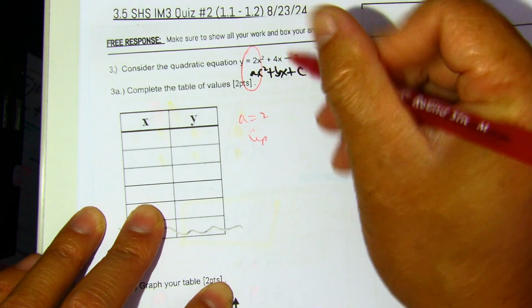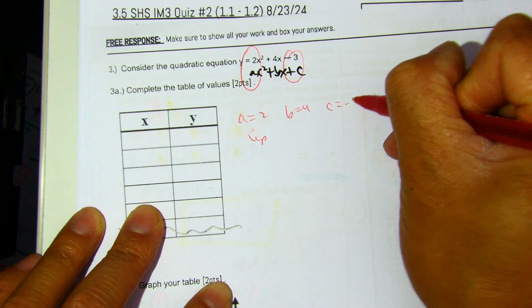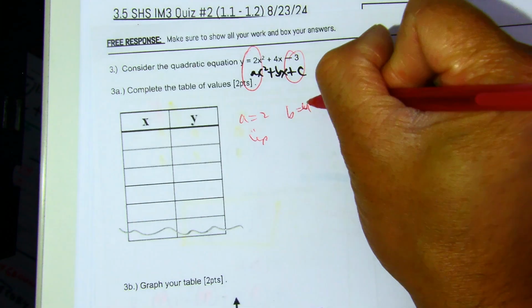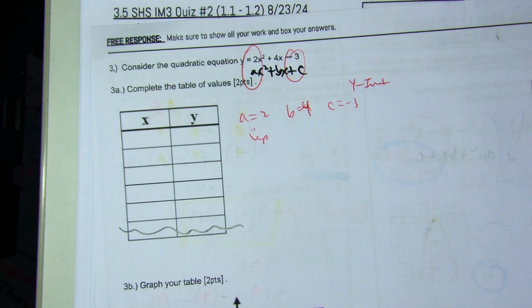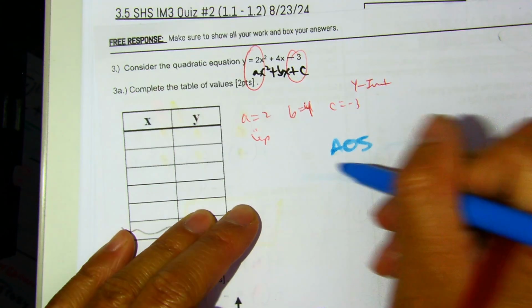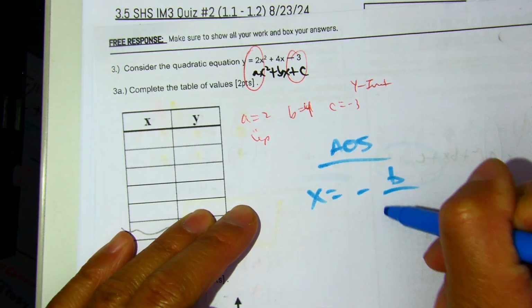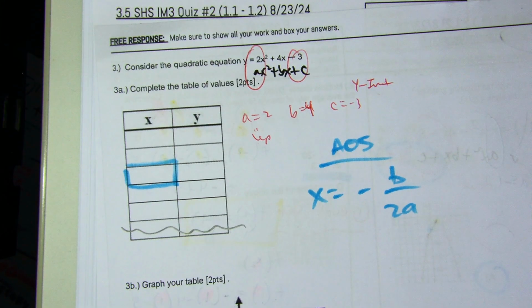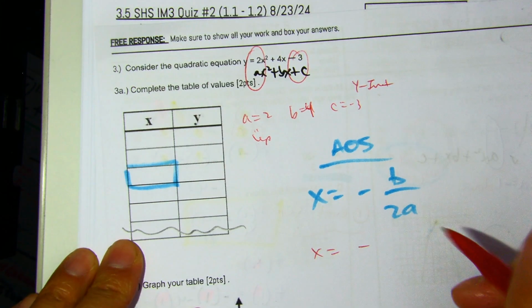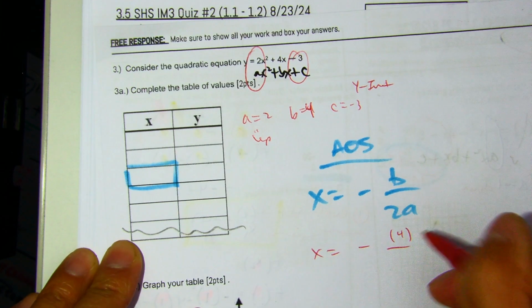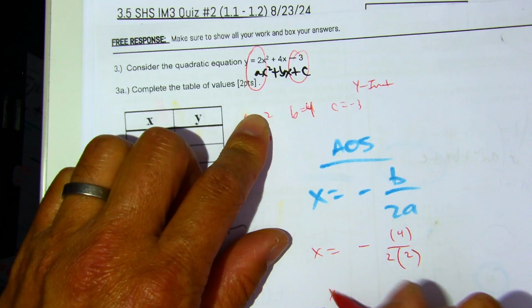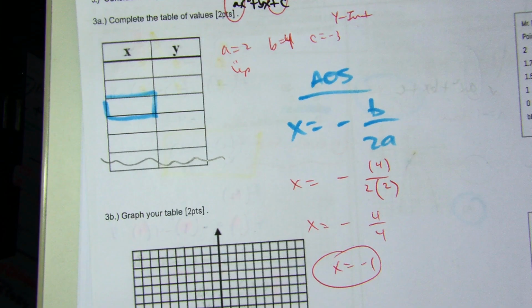Alright, so I need a formula. The axis of symmetry: x equals negative b all over 2a, and that'll be my middle one. Okay, so my b value is 4, put it in parentheses, over 2 times my a value, which is 2. So this is negative 4 over 4, which is negative 1. So axis of symmetry is negative 1. Right here.